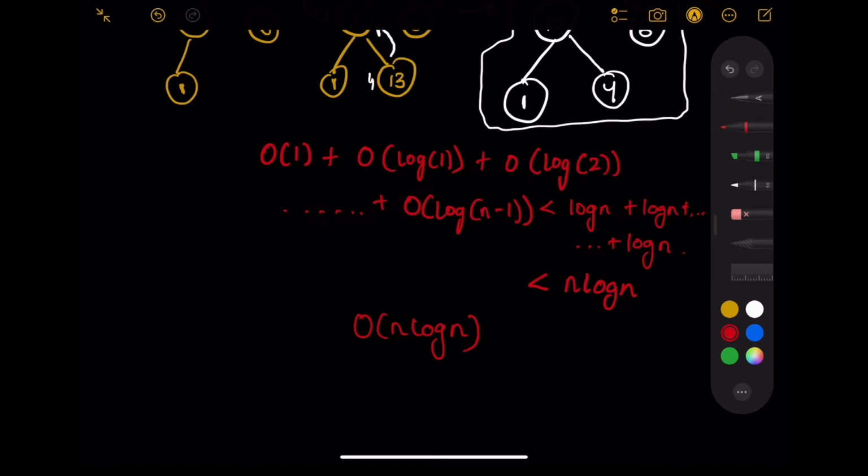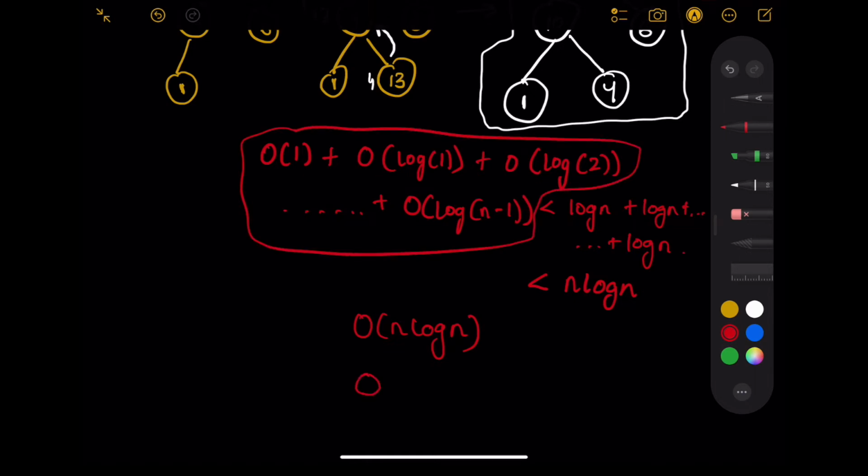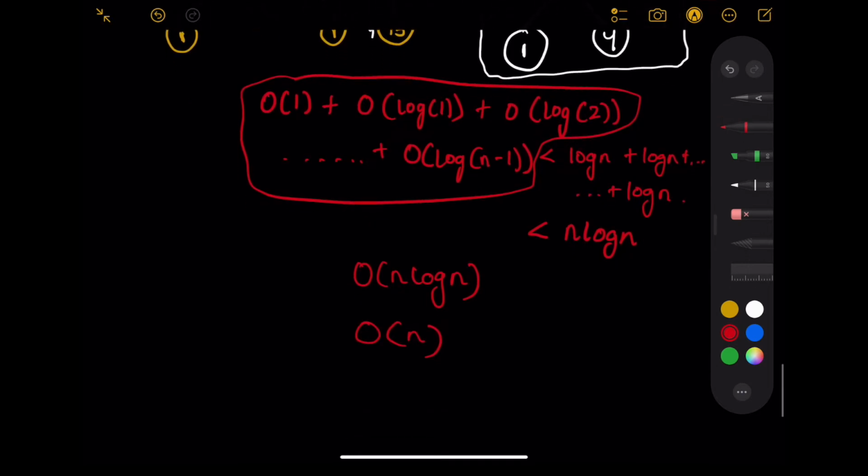So by some hardcore mathematics we can prove that the asymptotically tight upper bound for this particular series is actually big O of n. So the time complexity for creating a heap of size n is actually big O of n and not big O of n log n.